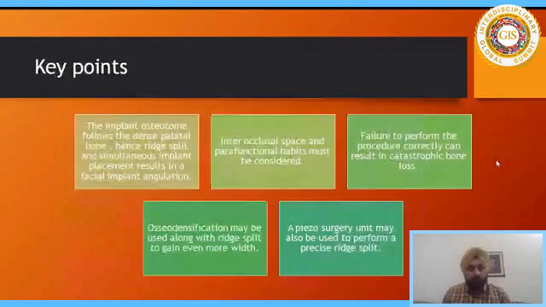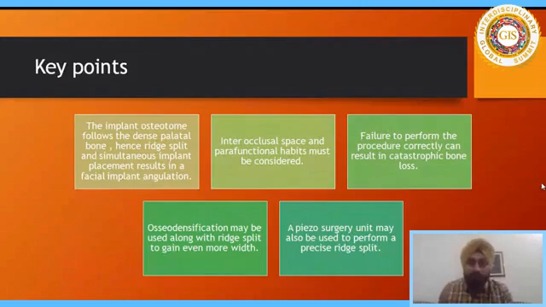Key points. It has to be remembered that the implant osteotome follows the dense palatal bone when you do a ridge split. Hence, ridge split and simultaneous implant placement result in a facial implant angulation. You must also take into account interocclusal space and parafunctional habits if present, because a lot of force will be generated. Failure to perform the procedure correctly can result in catastrophic bone loss; the buccal plate can fracture.